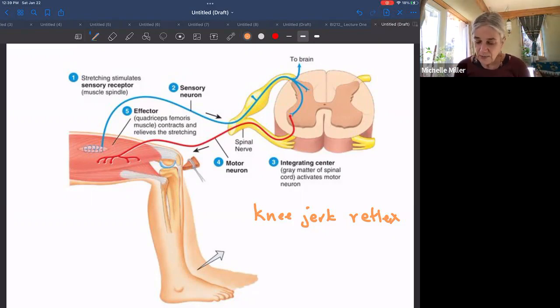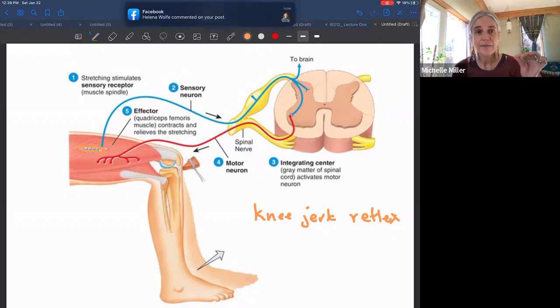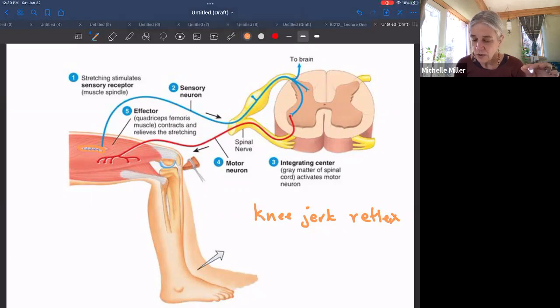So sensory information is going in, and the sensory information is actually from a special receptor. We haven't talked about receptors yet, but they detect sensory information, and then they send it up and into the spinal cord. And this particular reflex is integrated by the spinal cord, so the movement is not initiated by the brain. The movement is initiated by your spinal cord.